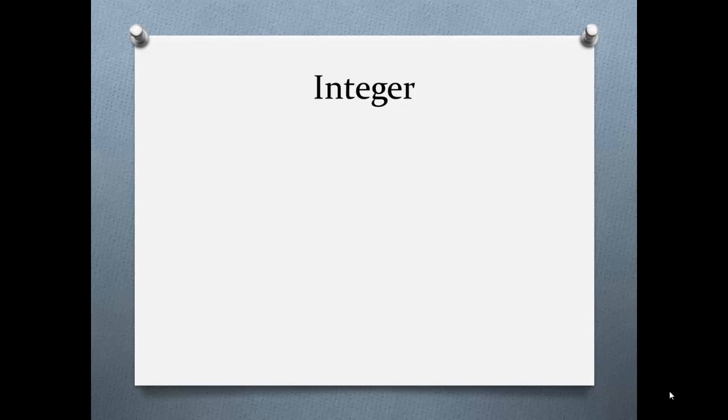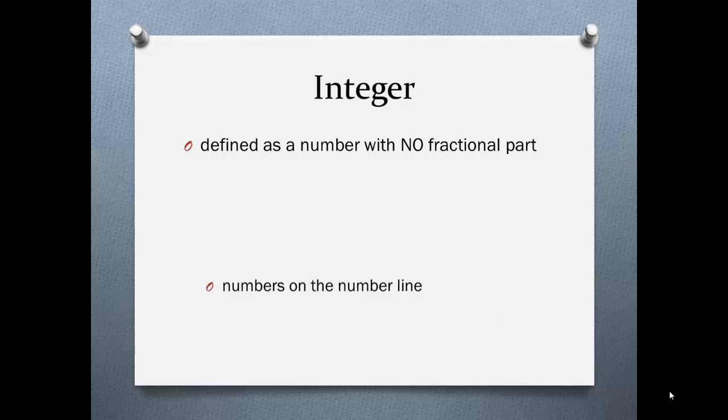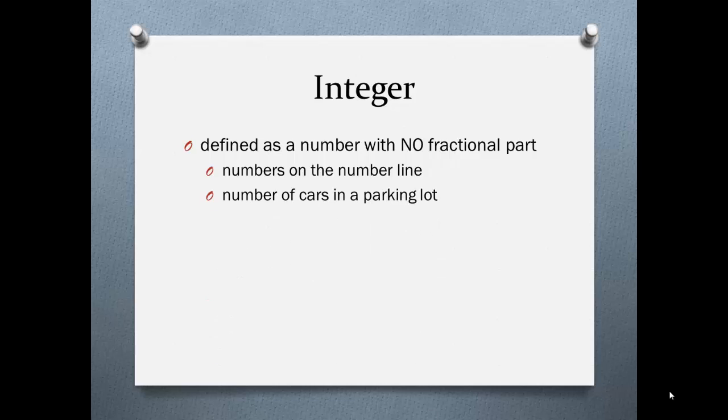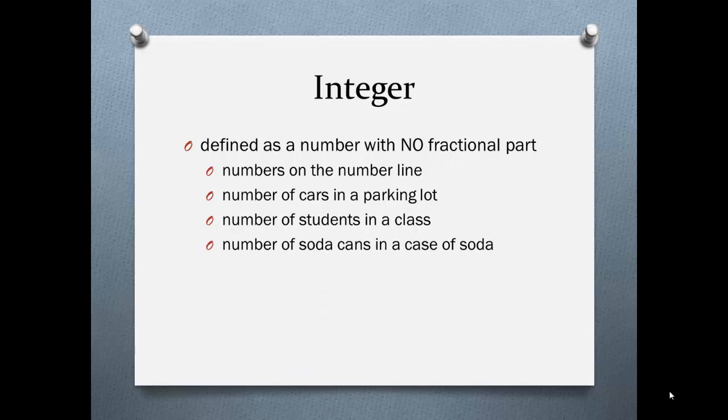Let's start with integer. An integer is defined as a number that has no fractional part, no decimal point. For example, numbers on the number line, or maybe the number of cars in the parking lot, unless you want to count the smart car as a half a car. But seriously, you wouldn't have a half a car in the parking lot. The number of students in a class, or the number of soda cans in a case of soda. Again, you can see these are all whole numbers. These are all representing individual items. No half of an item, no quarter of an item.